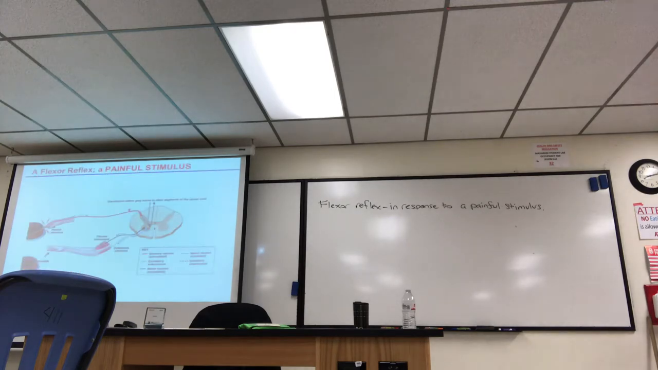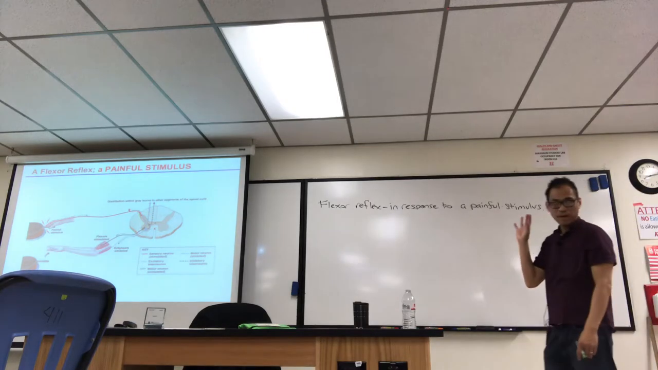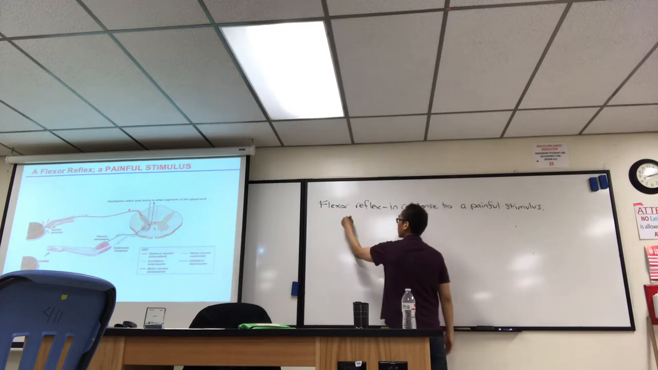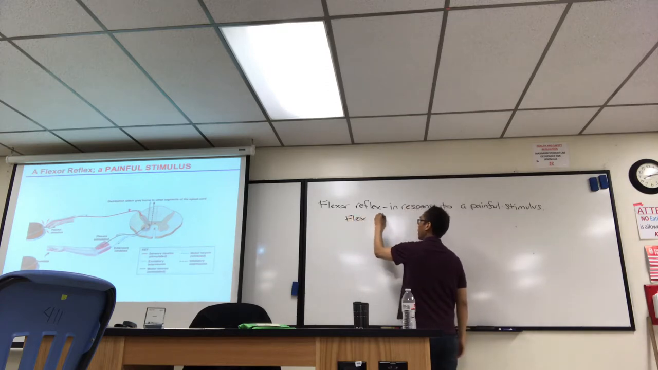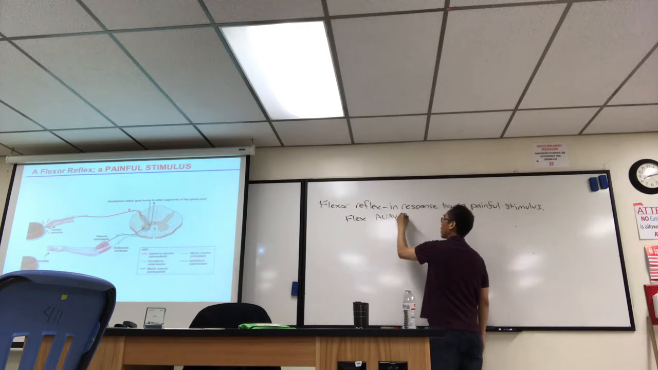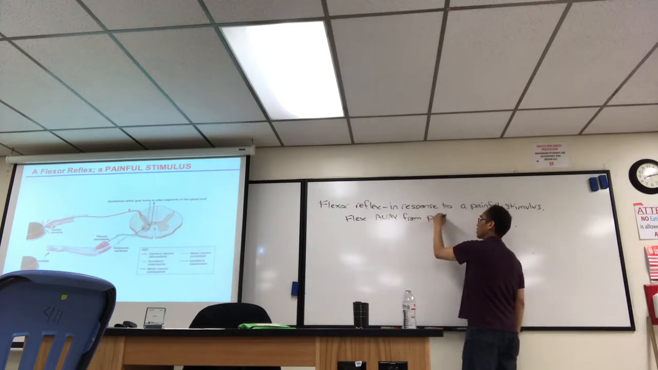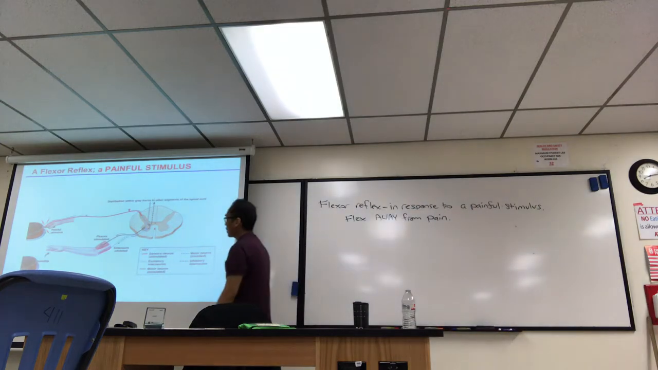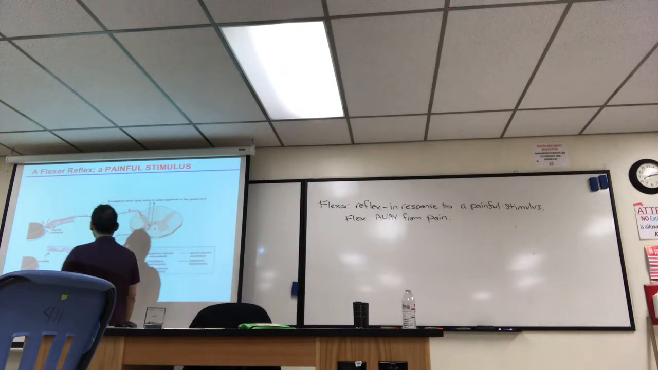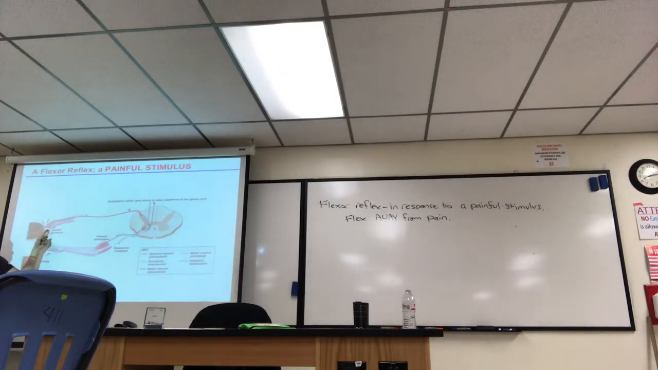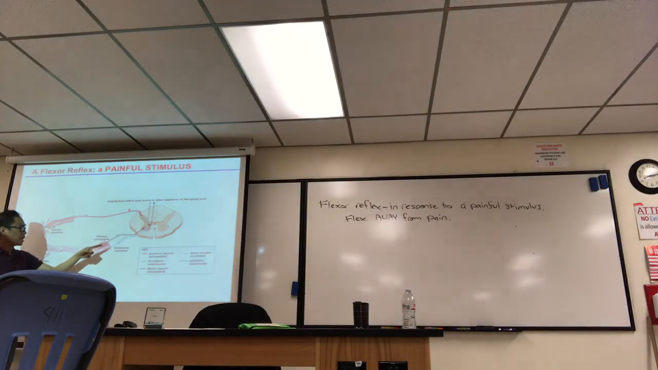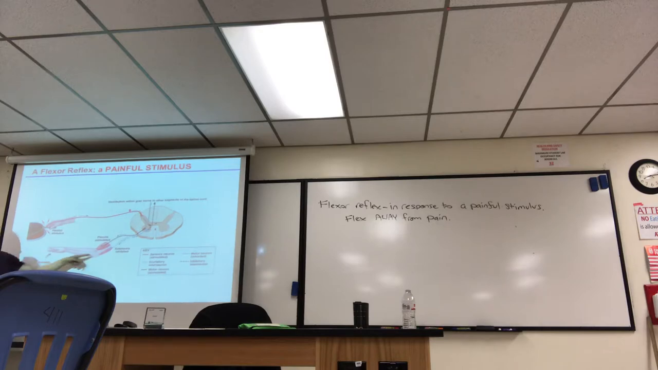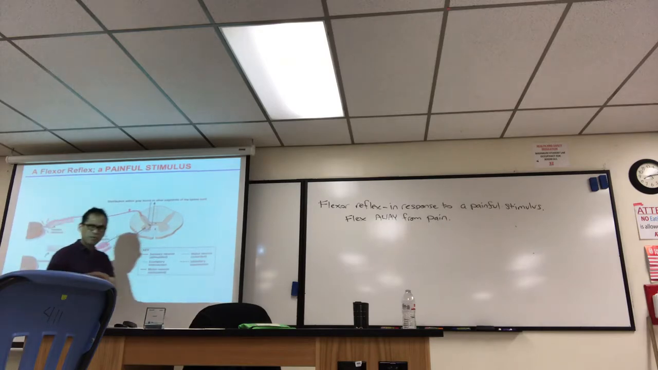I mean, naturally, the reaction is to flex away from pain. Flex away. In this example, the painful stimulus is grabbing a hot pan handle. Forgot to use a towel or something. So here's the sensory neuron. It's colored red, and it's doing a couple of things. It's stimulating the flexors, inhibiting extensors. Okay, so you can flex away. That's pretty straightforward.